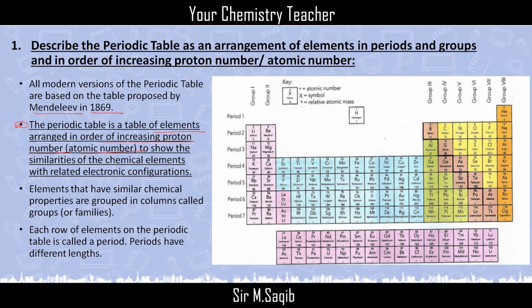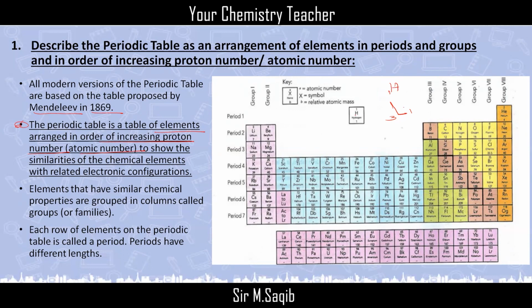Whenever we write an element, for example hydrogen, I have to write its atomic number, so I will write 1. If someone asks me to write lithium, then I will write Li, which is lithium, and then I will write 3. So hydrogen is 1, lithium is 3, carbon is 6, oxygen is 8. This is the atomic number, and it is also their proton number.